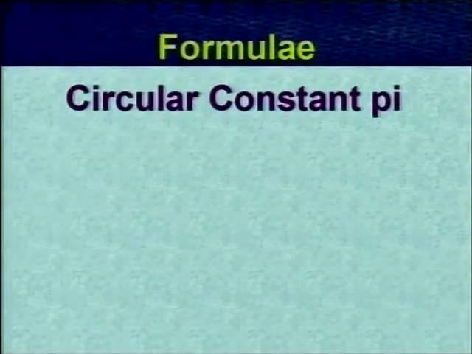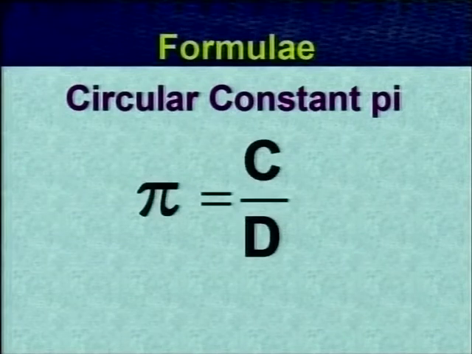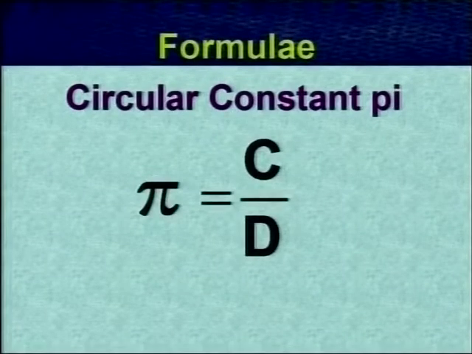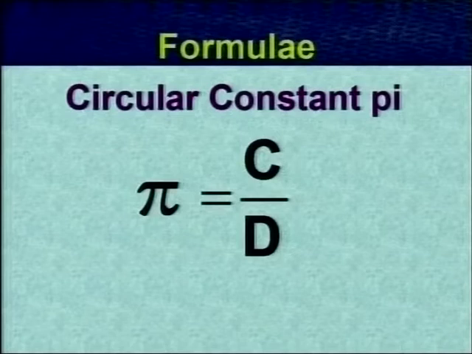So here on the screen I have the formula for circular constant pi. Remember in our previous lesson we did identify the formula for circular constant pi, which is pi equals C over D. Now this formula is going to help us to identify the formula for circumference of a circle, or to find the circumference of a circle.